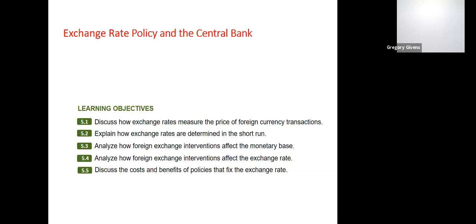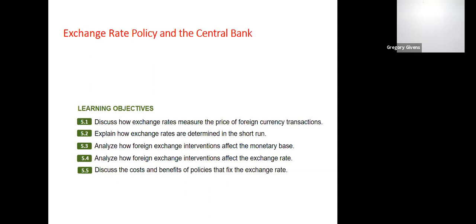All cross-border transactions are like this, whether we're talking about goods and services or whether we're talking about assets like stocks and bonds, okay? So in the first part of this talk, we're going to discuss these exchange rates and how they help us measure these foreign currency transactions. But then what we want to do is talk about how we can determine these exchange rates in the short run. And we're going to develop a simple supply and demand-based model of foreign currency exchange in order to analyze how exchange rates move around over time.